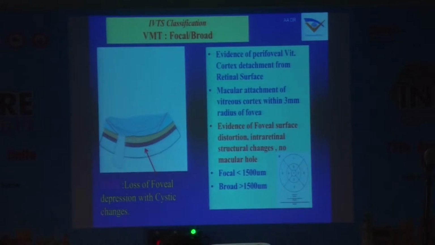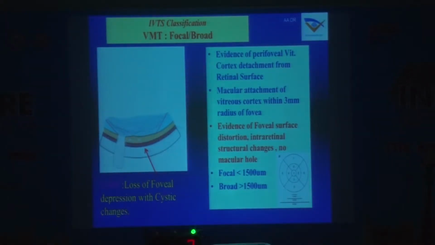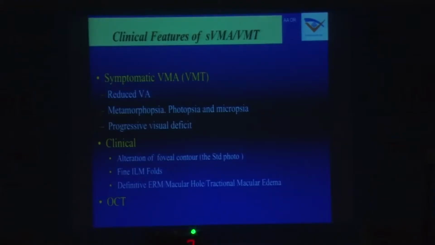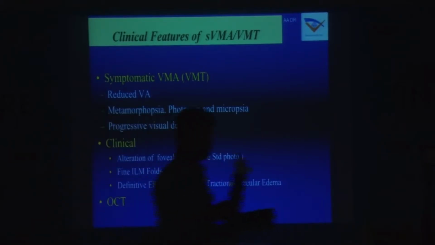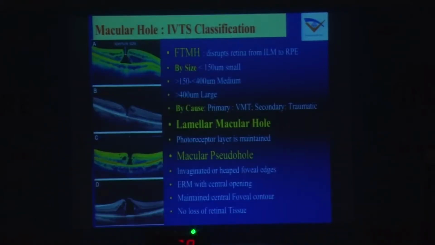When this vitreomacular adhesion becomes symptomatic, the patient having metamorphopsia or other symptoms, or you find OCT findings of a changed contour or cystic changes, then you call it a vitreomacular traction. In both these cases, it can either be focal or broad depending on the area of attachment. So you have a symptomatic vitreomacular attachment, which is called VMT, or just a vitreomacular traction, and this is an OCT-based diagnosis.